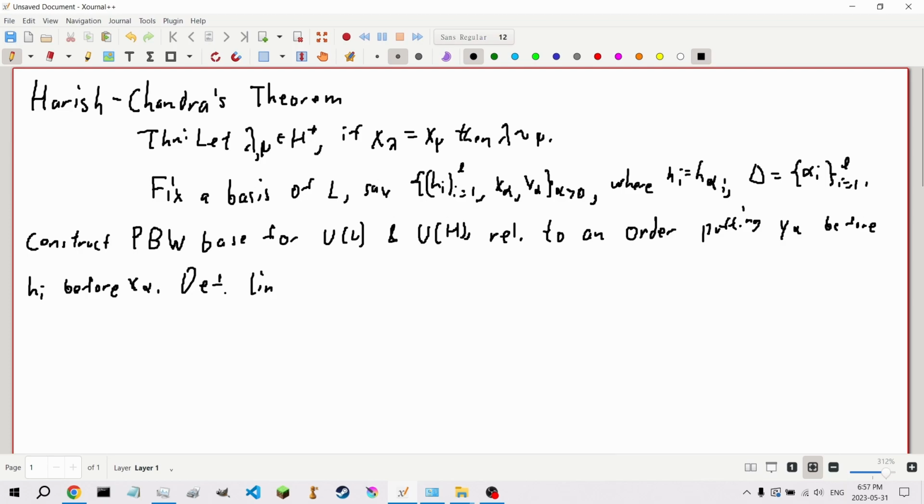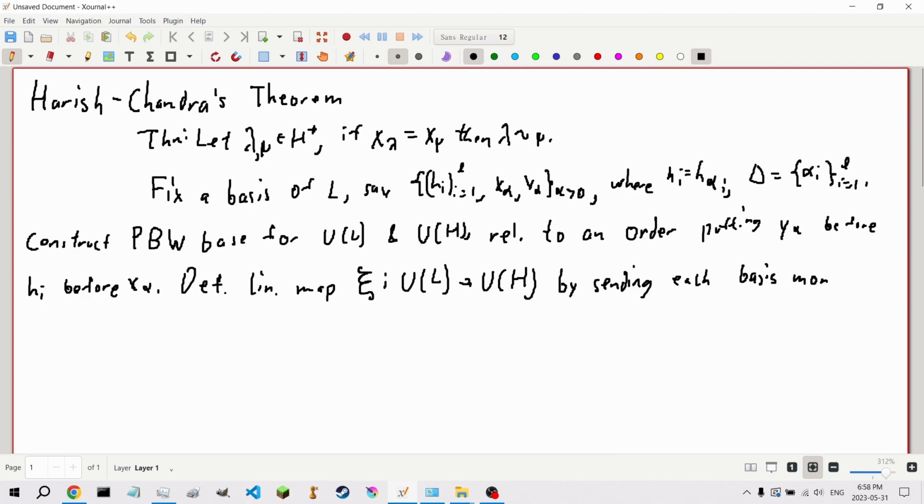Define a linear map xi from the universal algebra of L to the universal algebra of its H by sending each basis monomial in the collection of h_i to itself and all others to 0.